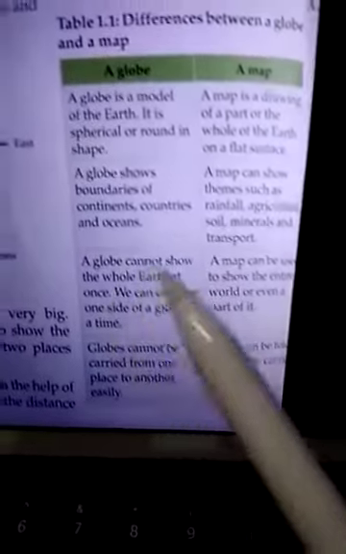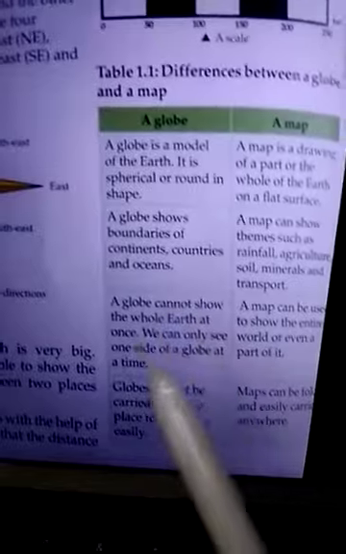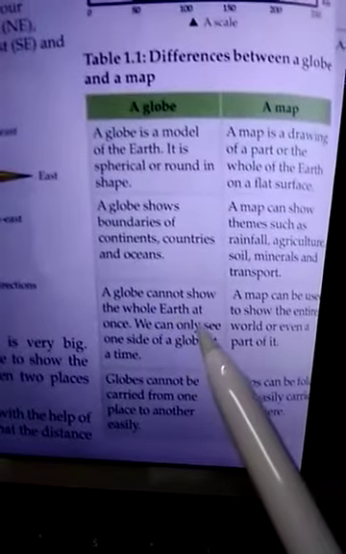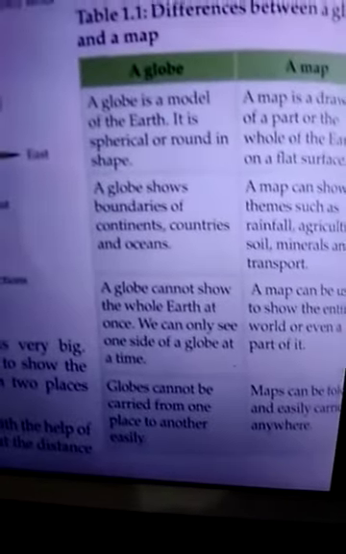Next, a globe cannot show the whole of earth at once. Means the complete earth cannot be shown through the globe. We can only see one side of a globe at a time. Means one side we can see, the other side is at back. So we can't see the complete earth at the same time.